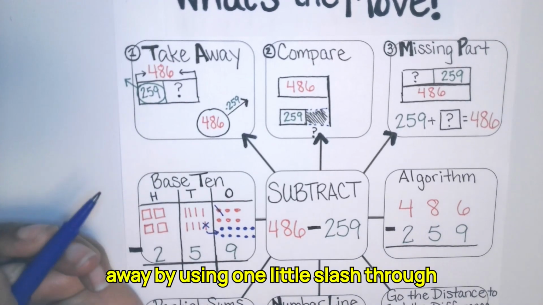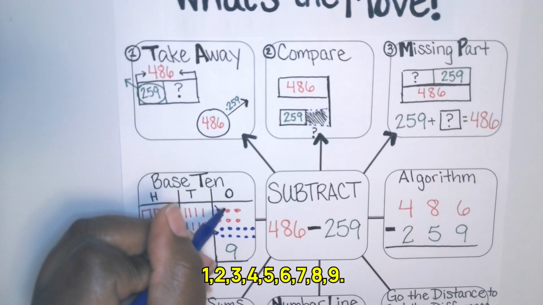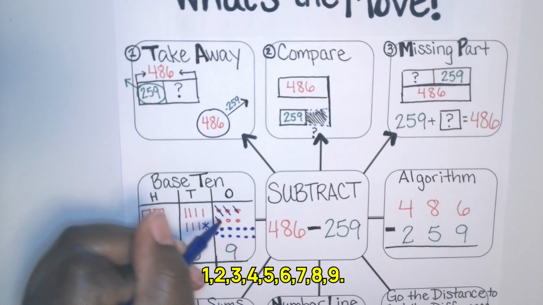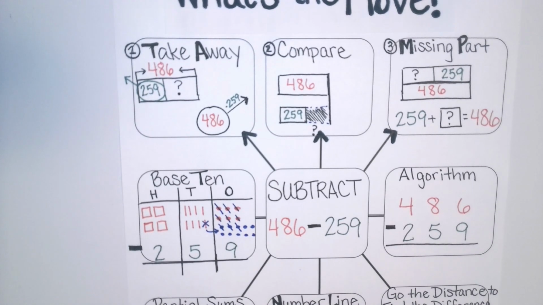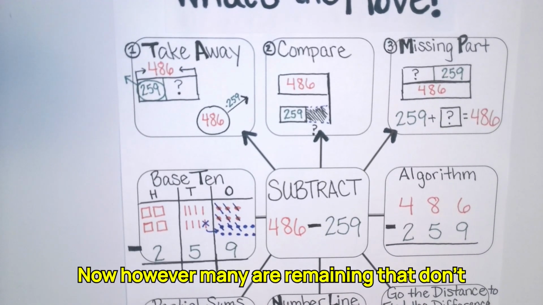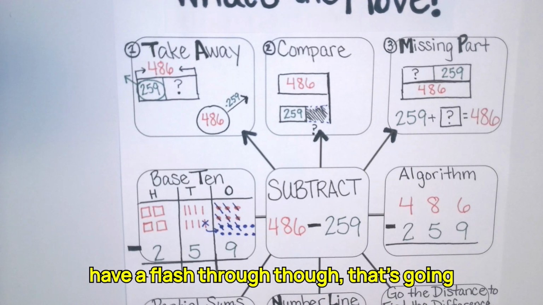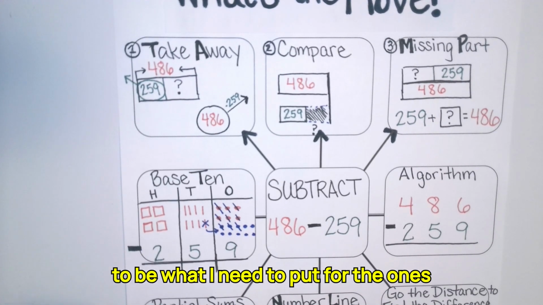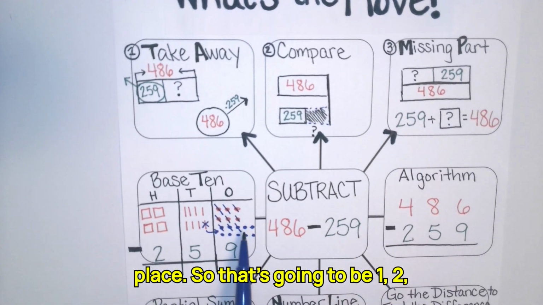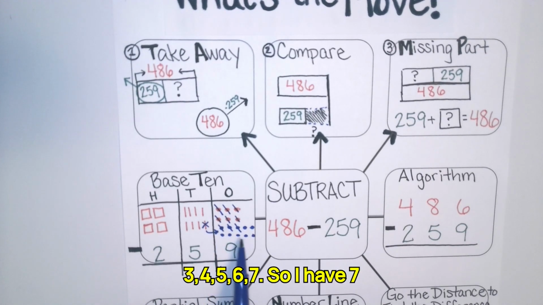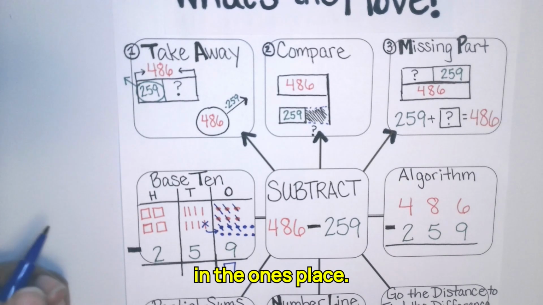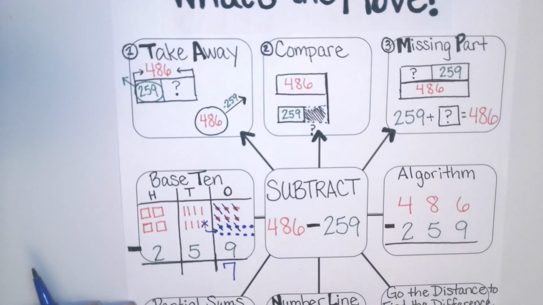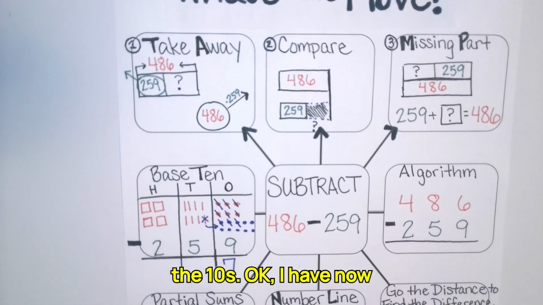I just take away by using one little slash through. 1, 2, 3, 4, 5, 6, 7, 8, 9. Now, however many are remaining that don't have a slash through, that's going to be what I need to put for the ones place. So that's going to be 1, 2, 3, 4, 5, 6, 7. So I have 7 in the ones place. Okay, now that I have that, I can go into the tens.